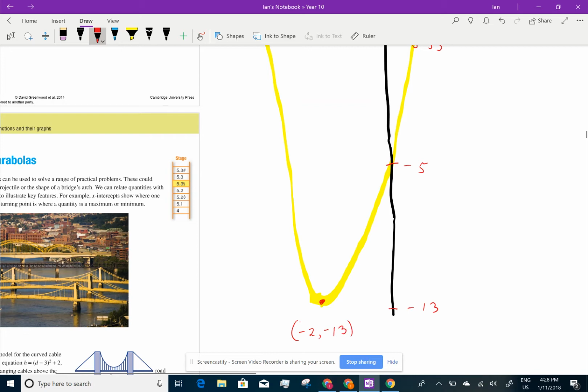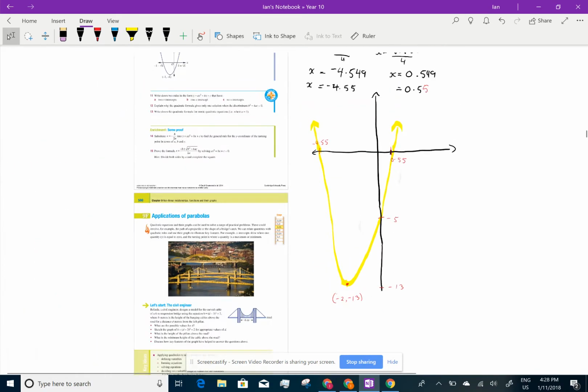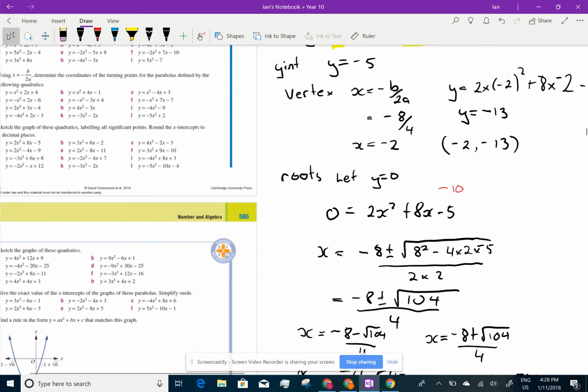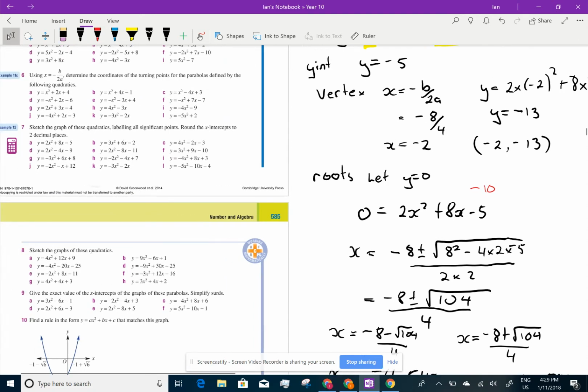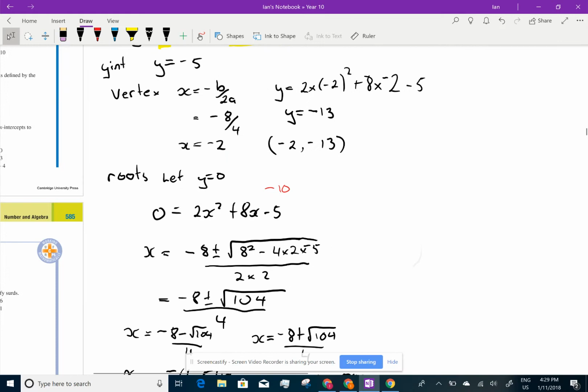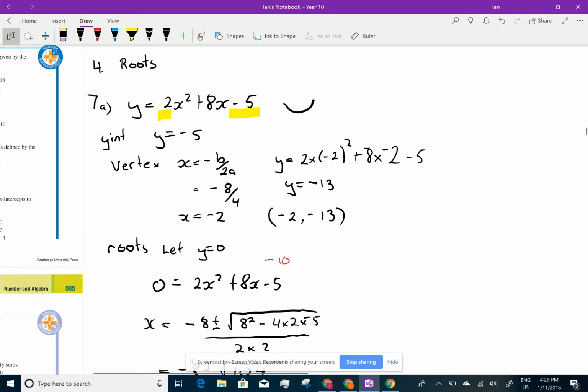So they're the steps you do. Let's have a look at another one. And now I'm going to try and get a negative one, one that has a negative y-intercept, so I don't know whether it has roots. So I'm going to go 6D. Not 6D.